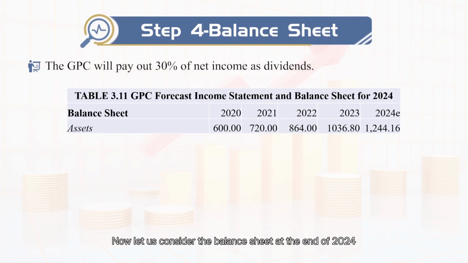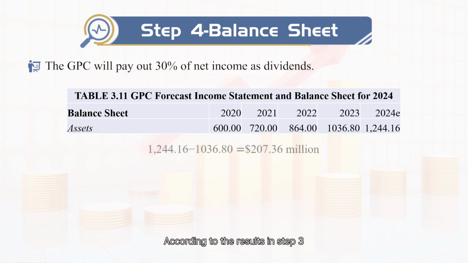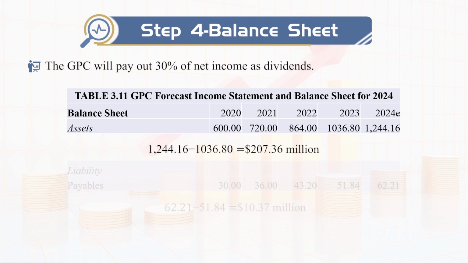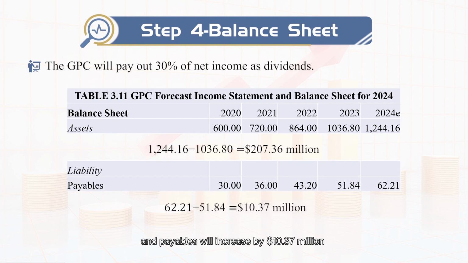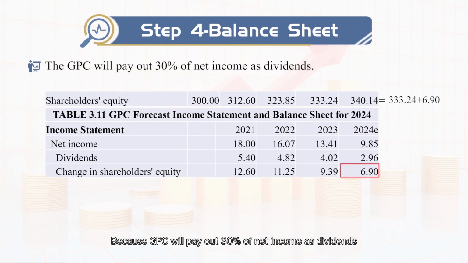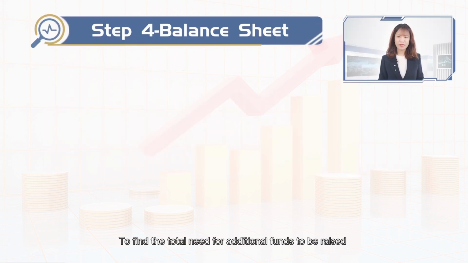Now, let's consider the balance sheet at the end of 2024. In step 3, the forecast of assets section has been completed, but the liability section has not. According to the results in step 3, the total assets will increase by $207.36 million, and the payables will increase by $10.37 million. Because GPC will pay out 30% of net income as dividends, shareholders' equity will increase by $6.9 million from $333.24 million to $340.14 million. To find the total need for additional funds to be raised either by issuing new stock or by increased borrowing, we subtract the increase in assets as follows.